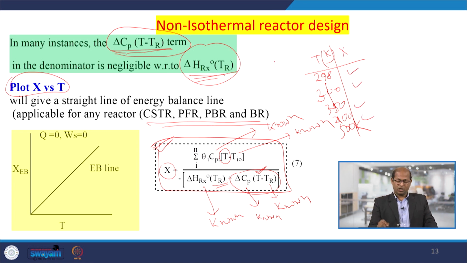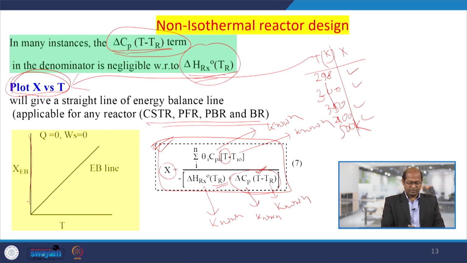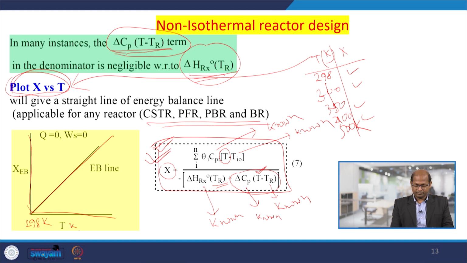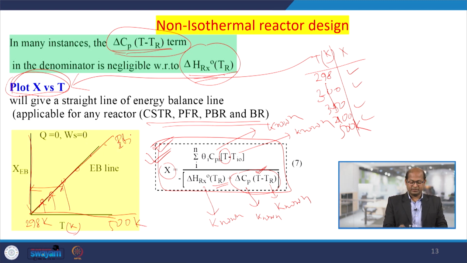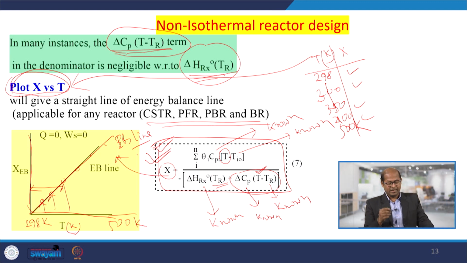So, if we plot X versus T, the energy balance line will look like this, where we have started with 298 Kelvin and gone up to 500 Kelvin. If we plot, then the lines would be this. This is called the energy balance line, and it has come from the energy balance equations for a particular reaction.